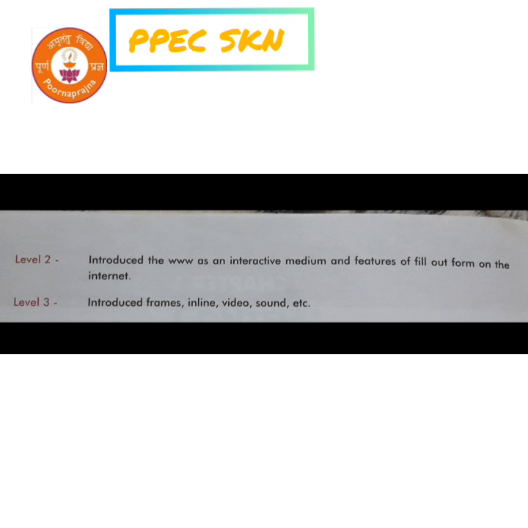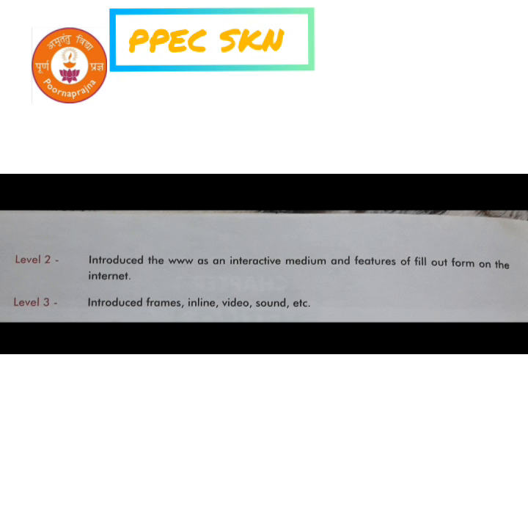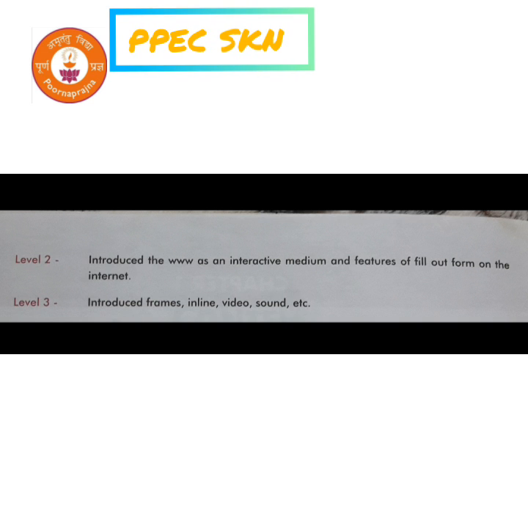And level 2 introduced the concept of the World Wide Web as an interactive medium and the feature of filling out forms on the internet. Level 3 introduced all the advanced properties like frames, inline videos, sound, etc. So in level 3 we can see what kind of web pages are available nowadays on our internet. All these things are involved in level 3 of the evolution. Okay, so these are the 4 stages HTML evolved through.